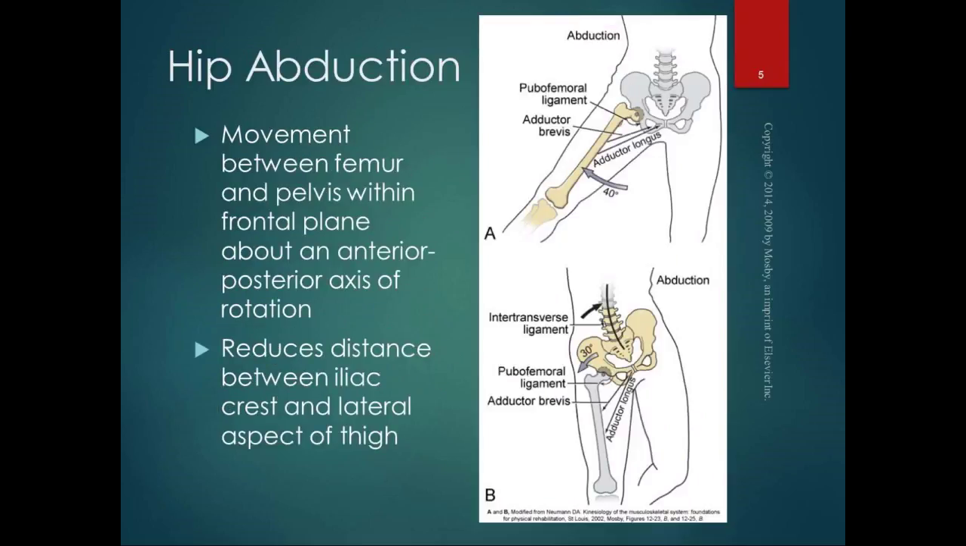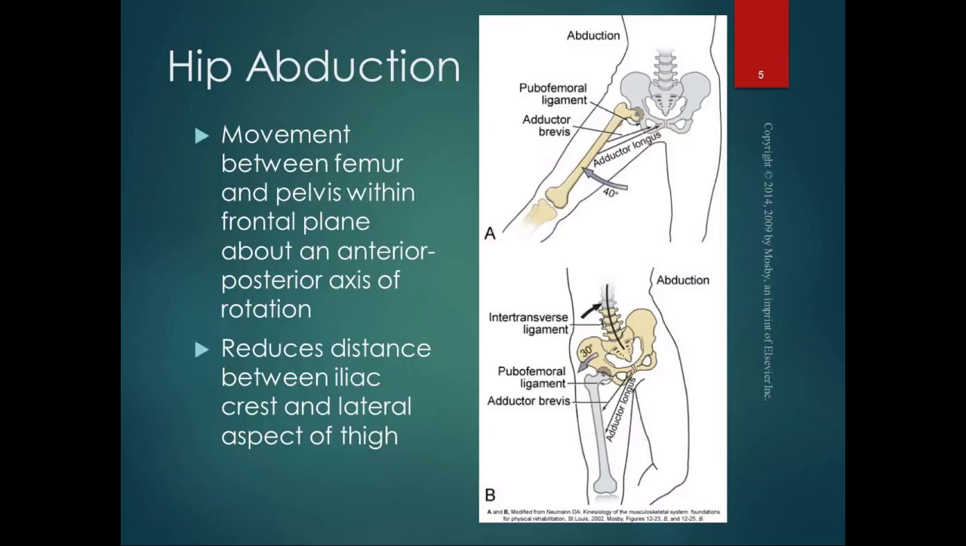Hip abduction, it's in the frontal plane, the movement between the femur and the pelvis, about an anterior-posterior axis of rotation. If we're going to do abduction, we need a muscle that is lateral to the anterior posterior axis of rotation. So think about what muscles those might be. If you want to, before you listen to the muscle lecture, write down what muscles you think might do hip abduction. And then when we go through the muscle lecture, you'll see if you were right.